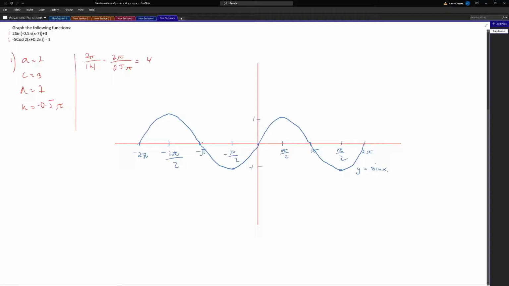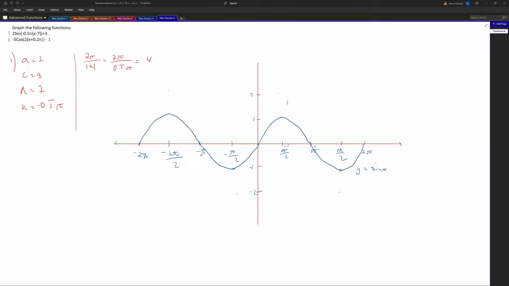Okay. Next, let's apply our a and k factors. Let's choose a different color. First of all, we have a vertical stretch of 2. So now we need to expand this. We got to these points. Our zeros stay the same. Now our period was also changed. I know before it used to be 2 pi for 1 period. Now 1 period is equal to 4 radians.